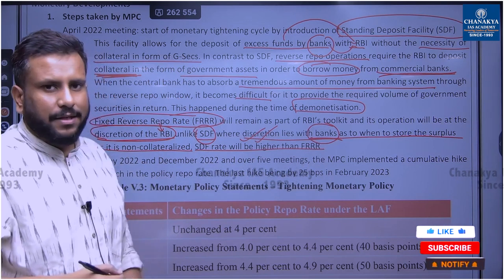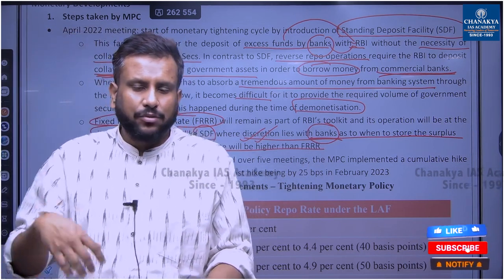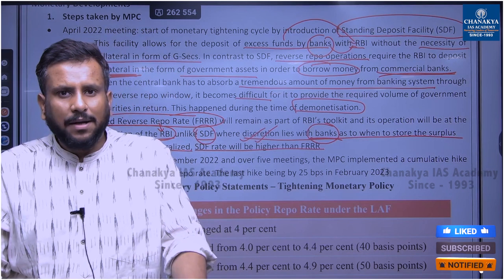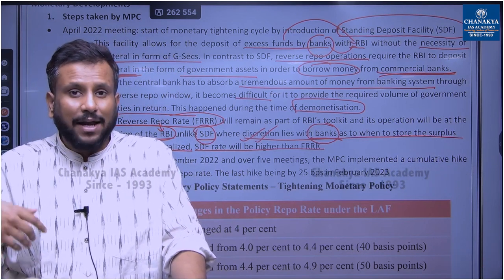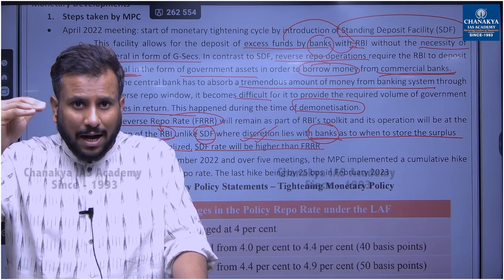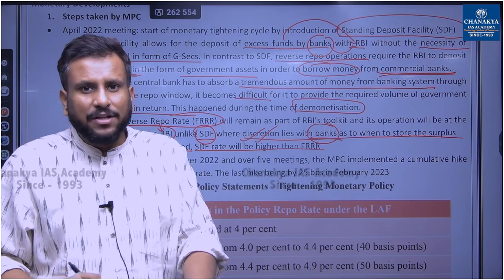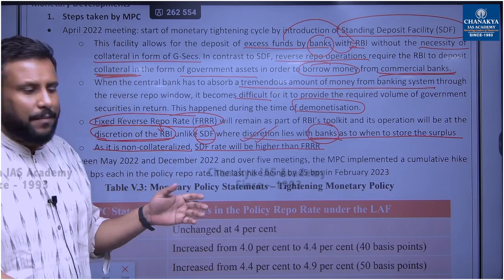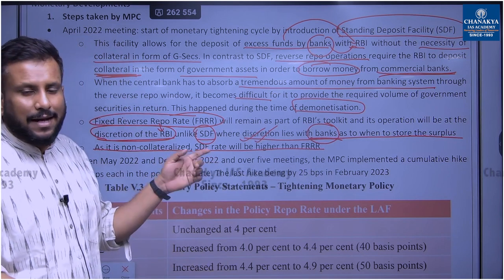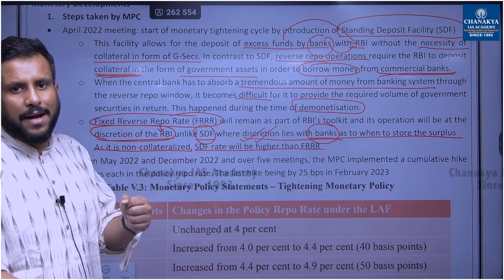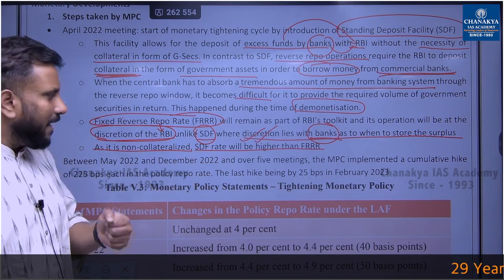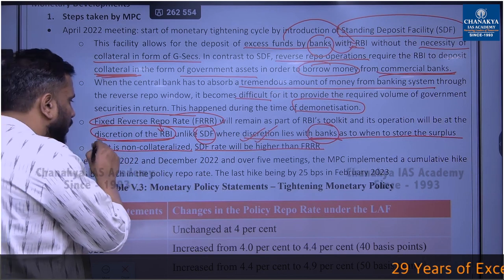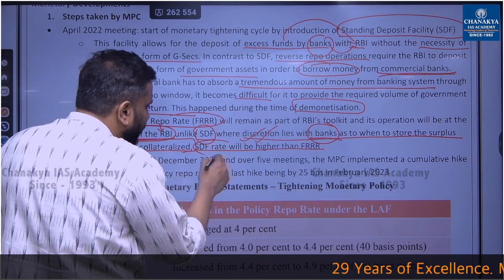Because just imagine, in the fixed reverse repo rate, the RBI has to sell its collateral to get the money. But in the standing deposit facility, you don't need to have any collateral. So if you're not giving any collateral, then you will be charged a higher interest rate. That is why if the RBI takes the money through the SDF facility, then it has to give more and more interest to the bank, because it is not selling its collateral. Right? So because SDF is a non-collateralized facility, the SDF rate will be higher.